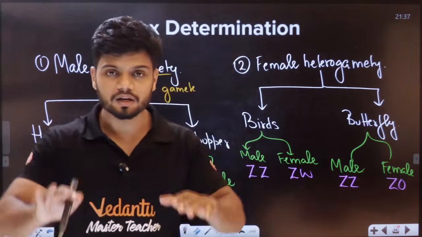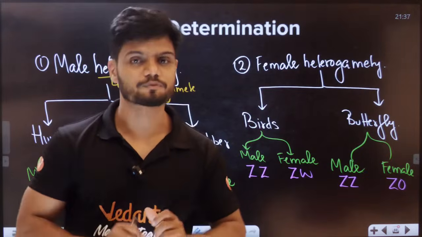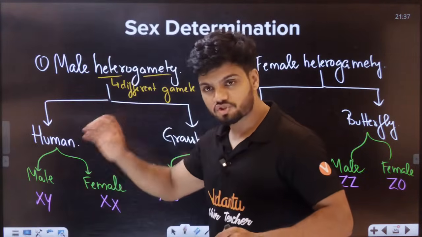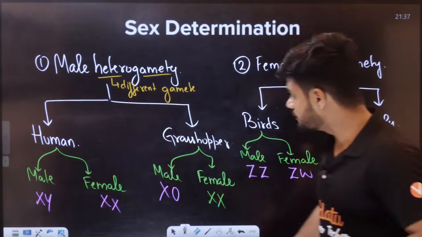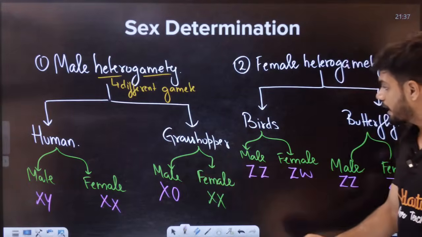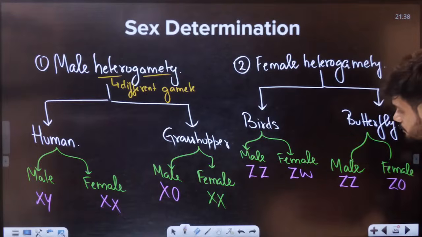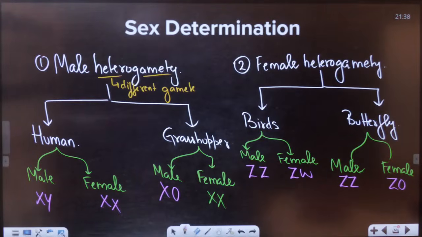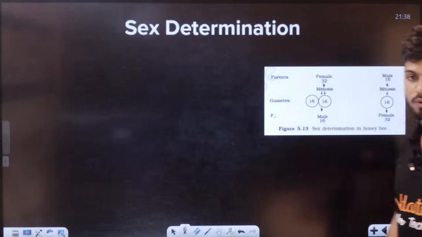So whenever there are two different gametes, they can determine the sex of the offspring. Here, whether the child is male or female is decided by the male. There, whether the child is male or female is decided by the female, students. That is called male heterogamety and female heterogamety, students.